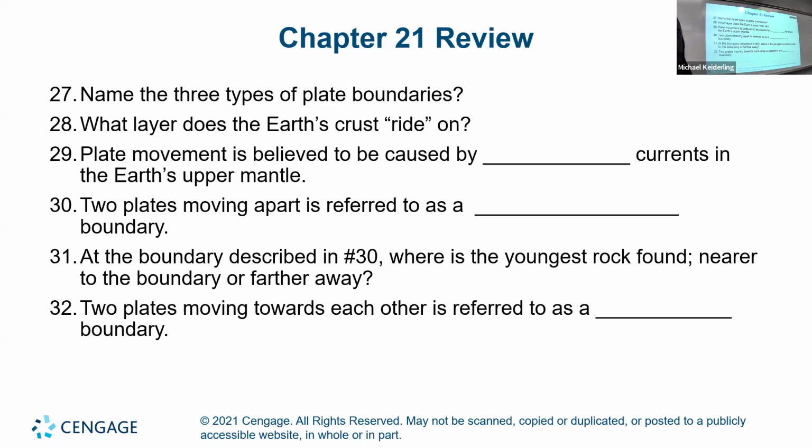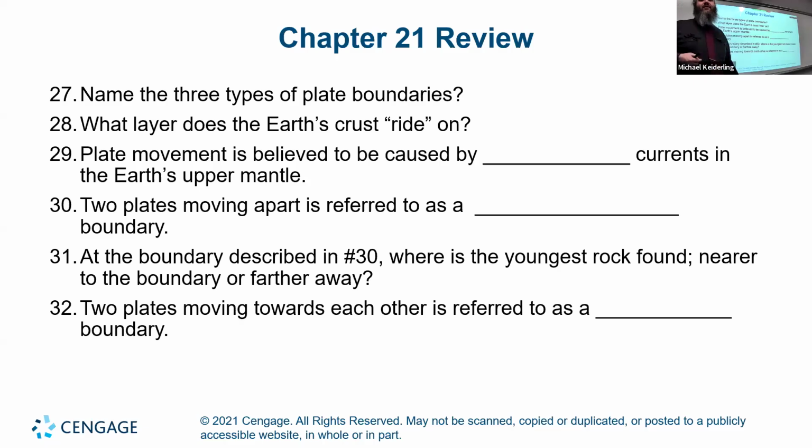The layer that the Earth's crust rides on is the asthenosphere. Plate movement is believed to be caused by convection currents in the Earth's upper mantle. Like when you boil water, the water cycles around. That process is happening within the Earth's mantle, as parts of the mantle are hotter than others. So warm magma rises, travels along sideways, then sinks as it cools, and that creates a big current. The same thing happens in rooms with air and such.